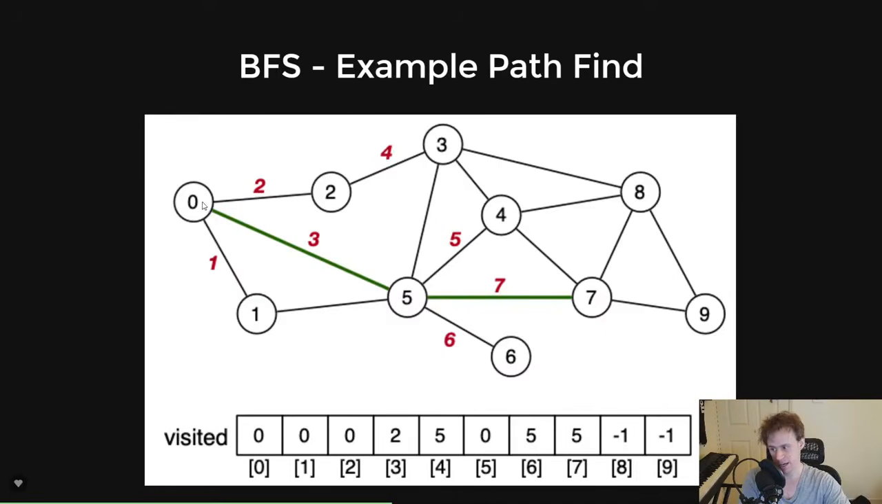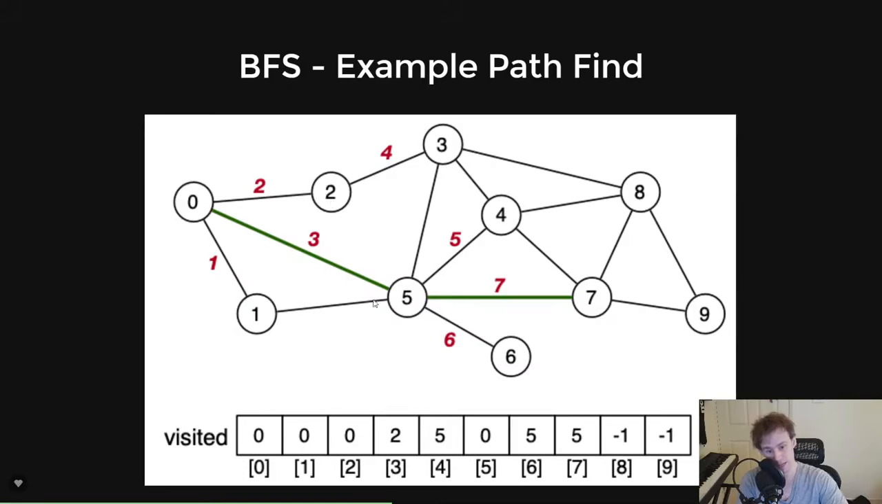As we expand out a breadth-first search here, as we expand to 1, 2, and 5, these are all set with a visited value of 0 because that's where we came from. So 1, 2, and 5 came from 0 when we explored it. And then similarly, when we expand out from 2 to 3, because we got to 3 via 2, we mark 3's index here as 2.